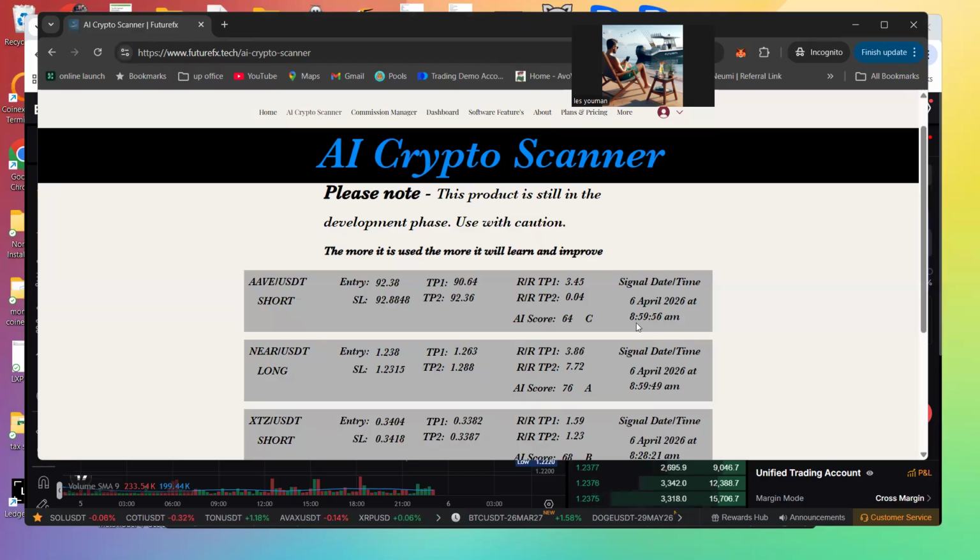It also shows you the date and the time that the signal was produced. So preferably you want to place a trade as soon after the signal was created as possible. The longer you leave it, the more chance there is that the market will have moved already. It updates the signals every 15 minutes, so not a big issue.